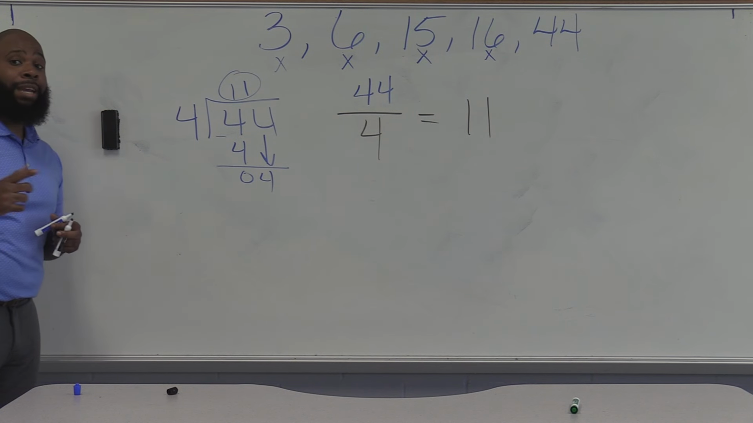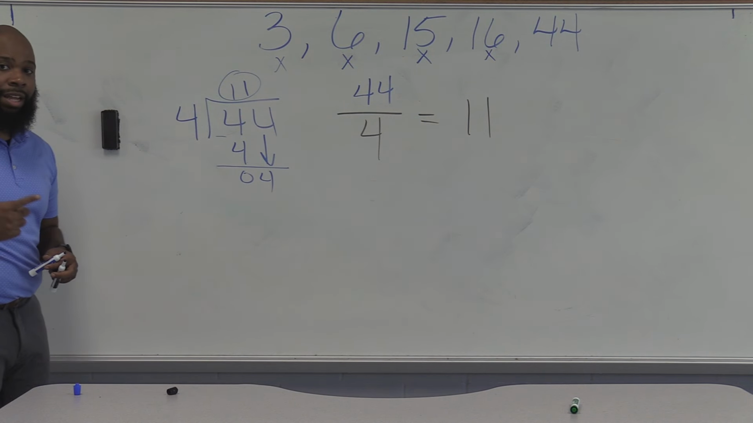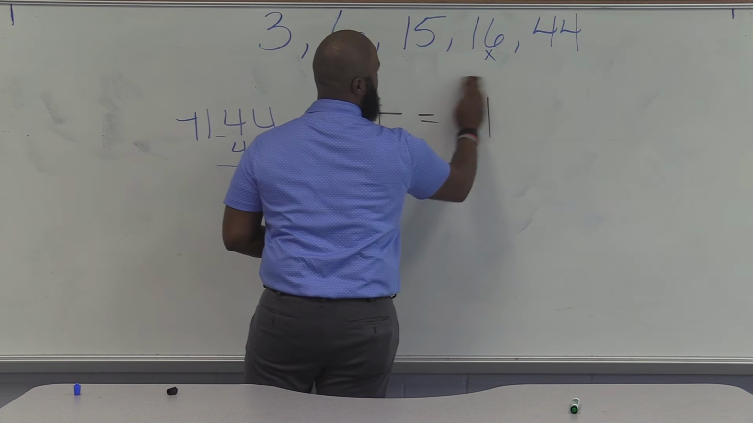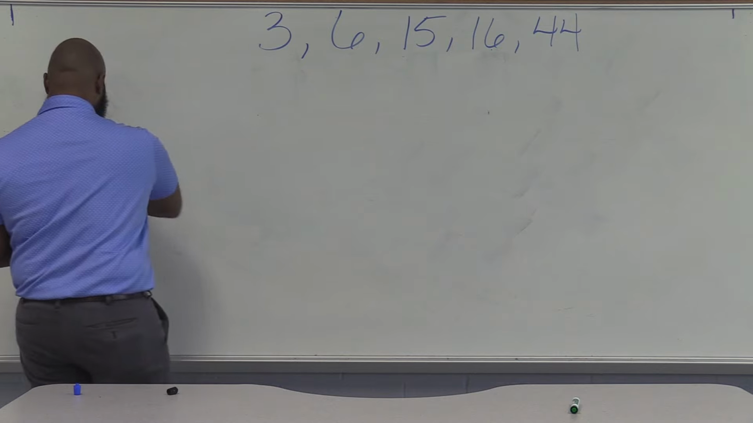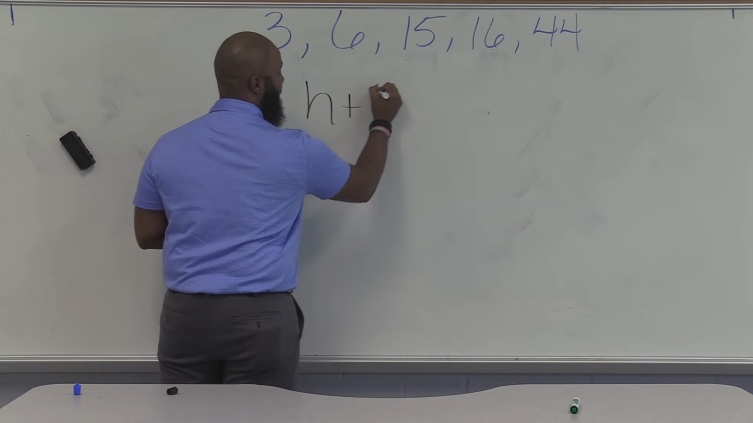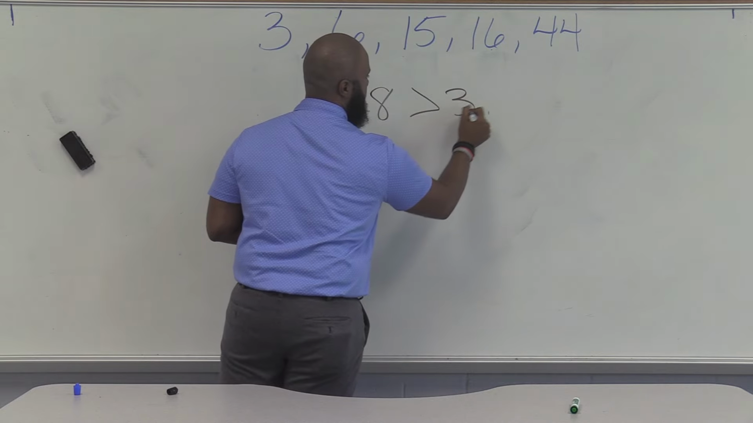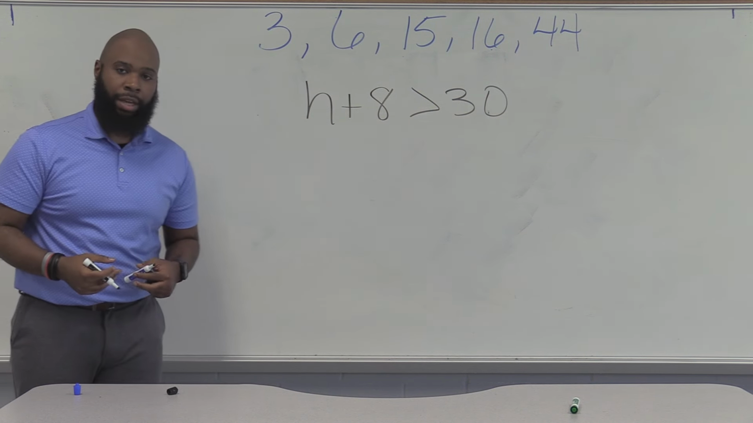So now we're going to do the same thing and use this same series of numbers. We're going to do them with inequalities. Let's try this one with an inequality. You all are doing good. So the inequality we're going to do is h plus 8 is greater than 30. h plus 8 is greater than 30.